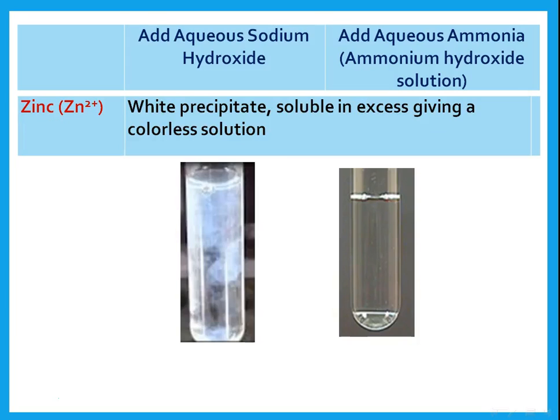With zinc ions, with both of them, any of them, we get white precipitate soluble in excess, giving a colorless solution. So that means you add either sodium hydroxide or aqueous ammonia in drops, you get a white precipitate. You add more and more of it, the precipitate dissolves, and it gives a colorless solution.